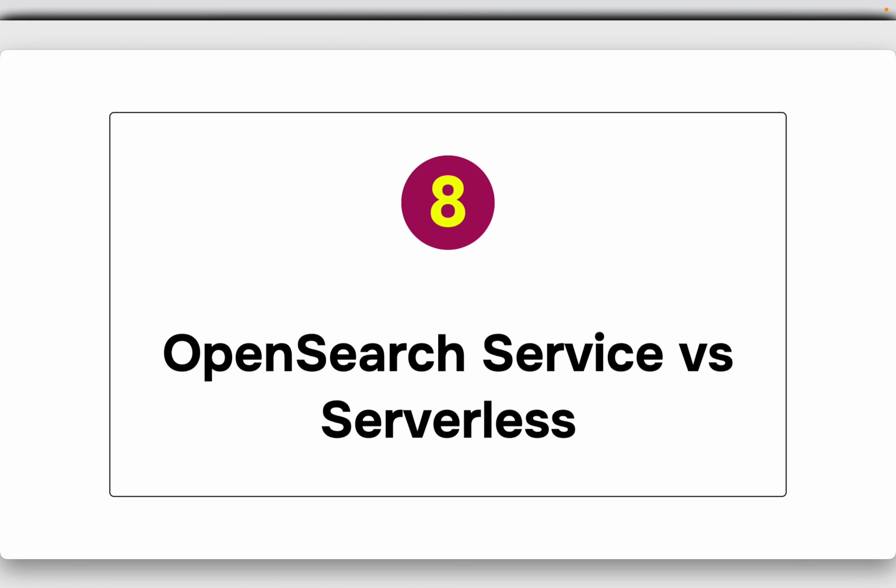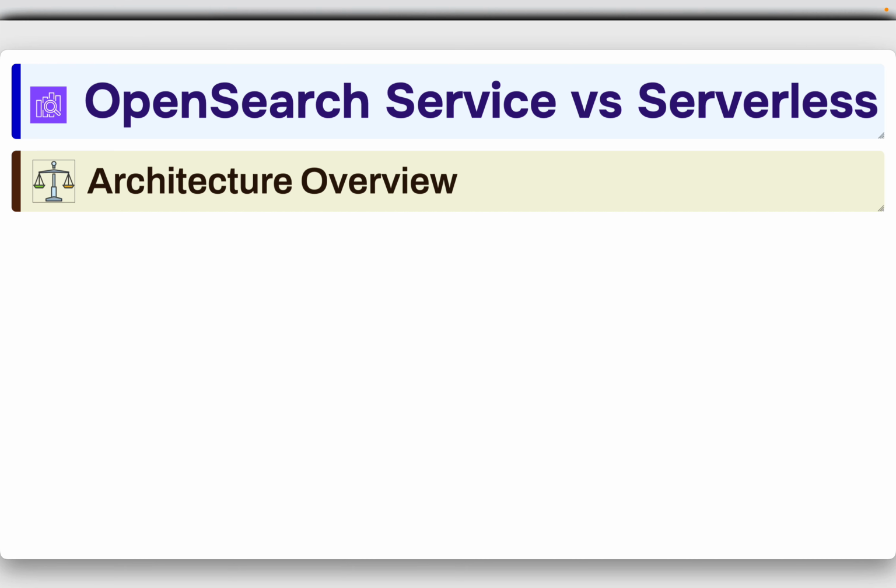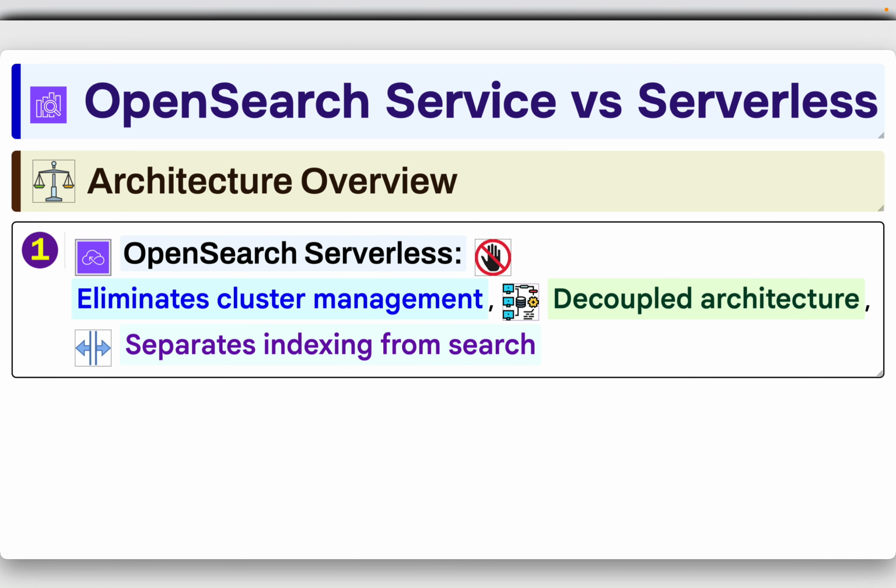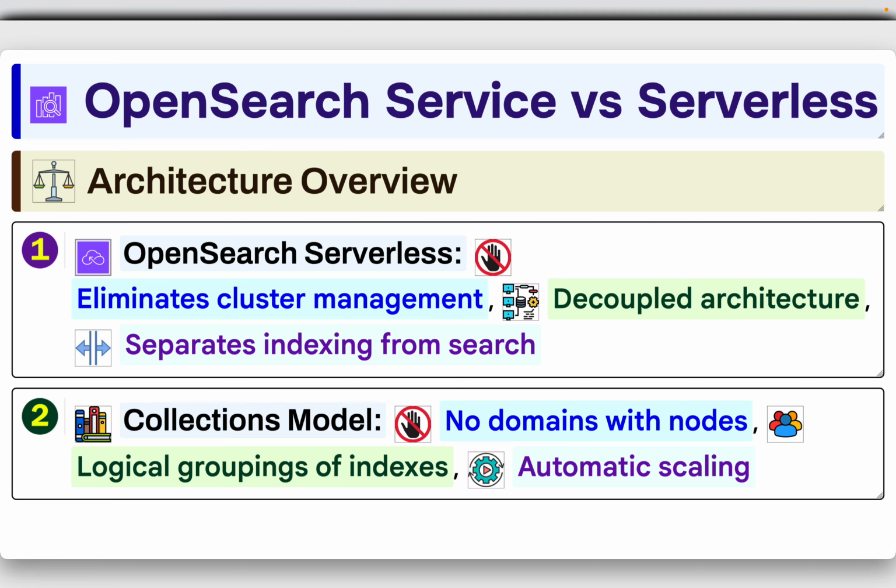Next topic is OpenSearch service versus serverless. OpenSearch serverless eliminates cluster management. It has a decoupled architecture and separates indexing from search operations. So right now, whatever we have talked about was the OpenSearch managed service where you see the machines and the nodes and cluster. Serverless is a new option where you don't see anything. It's totally run by AWS.